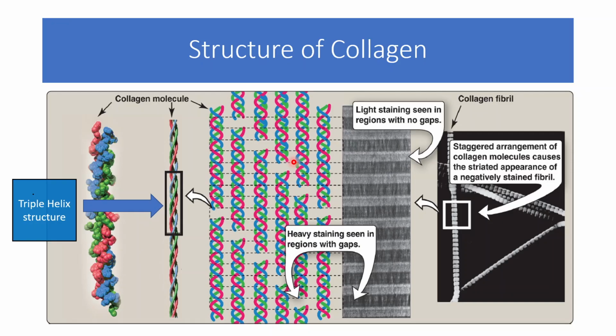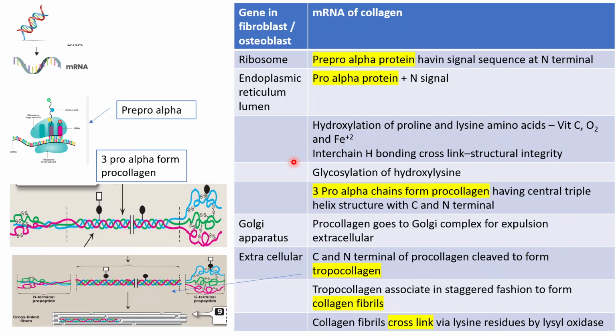Now let us see how collagen is synthesized. The gene for synthesis of collagen is in either the fibroblast or the osteoblast. So the osteoblast or fibroblast gene undergoes transcription and forms an mRNA of collagen. This mRNA goes to the ribosome, where we have formation of the pre-pro-alpha protein.